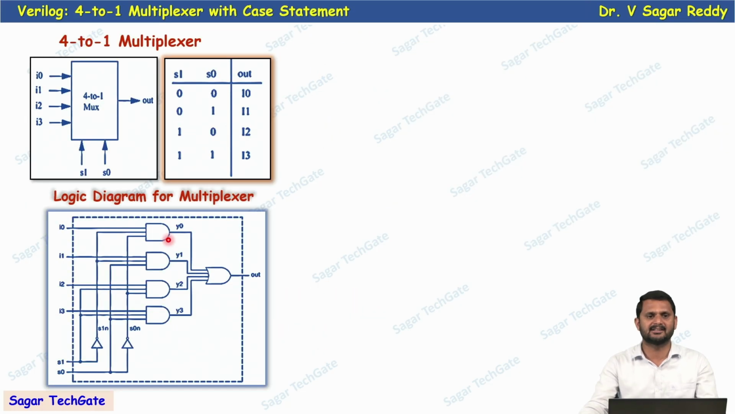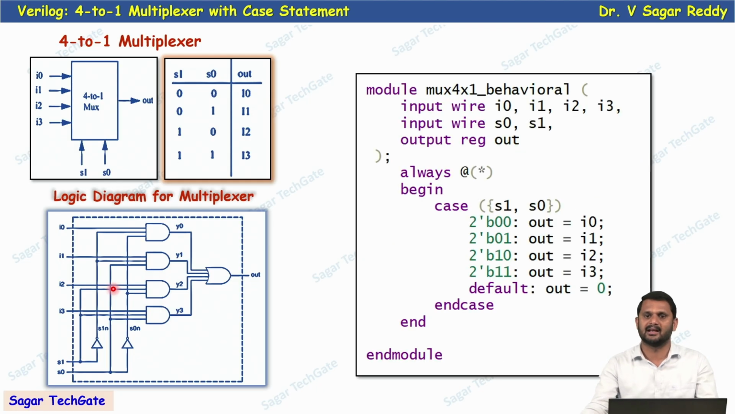Now see a simple example, a 4 to 1 multiplexer. This is the truth table for the corresponding 4 to 1 multiplexer, and this is the logic diagram for a multiplexer. We use this case statement in a behavioral modeling style, always inside initial and procedural blocks only. Now let me write Verilog code in behavioral modeling using a case statement for a 4 to 1 multiplexer like this.